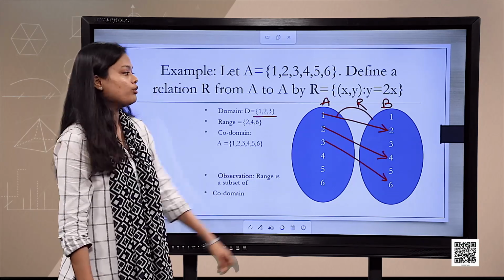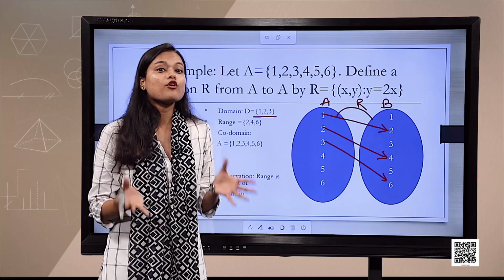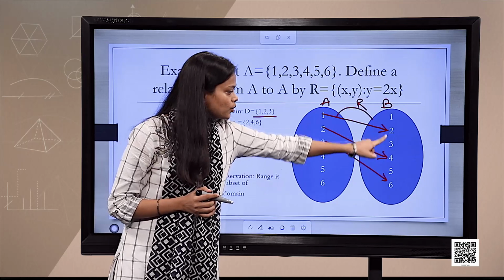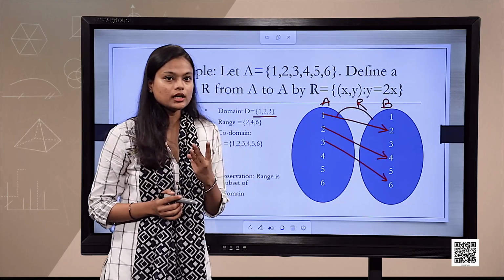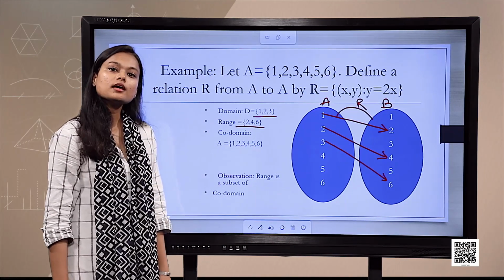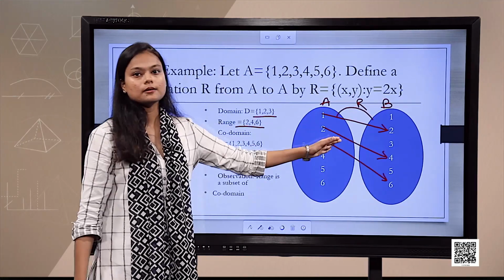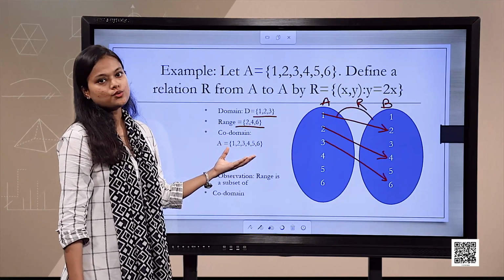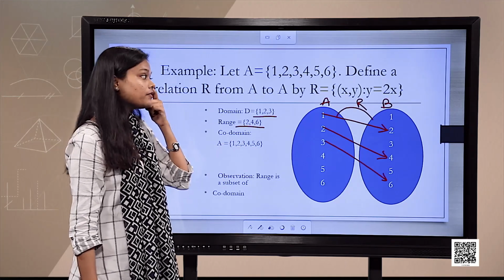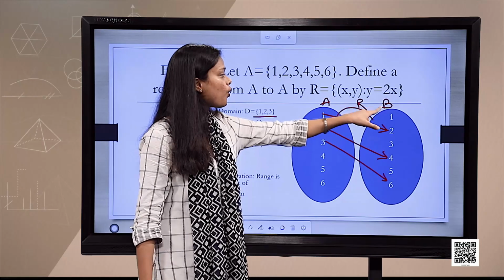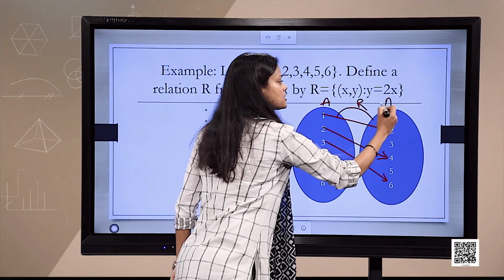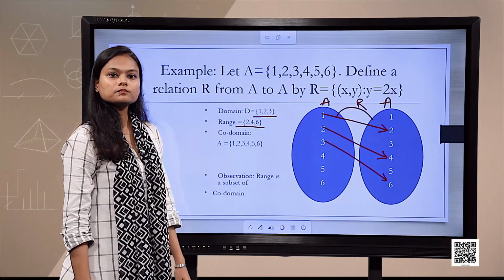Okay? Now, range. Range, the set of all images. Again, how many images are there? 2, 4 and 6. So, range will be 2, 4, 6 and codomain is the full set B, which is 1, 2, 3, 4, 5 and 6, that is whole set A. Remember, we have represented this set B, but we know both the sets are equal. So, we can replace it and show this as A. Okay?